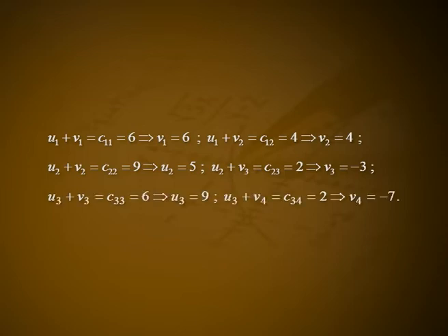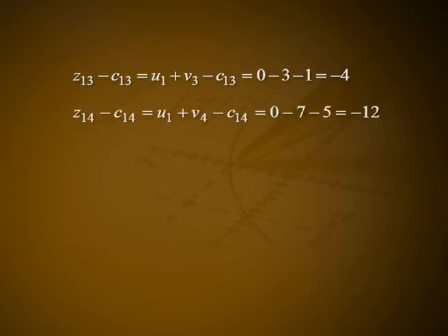Let arbitrarily U1 equal to 0 and solving sequentially we have U1 plus V1 equal to C11, that is equal to 6, this implies V1 equal to 6. U1 plus V2 equal to C12, that is equal to 4, this implies V2 equal to 4. U2 plus V2 equal to C22, that is 9, this implies U2 equal to 5. U2 plus V3 equal to C23, that is 2, this implies V3 equal to minus 3. U3 plus V3 equal to C33, that is equal to 6, this implies U3 equal to 9. U3 plus V4 equal to C34, that is 2, this implies V4 equal to minus 7.